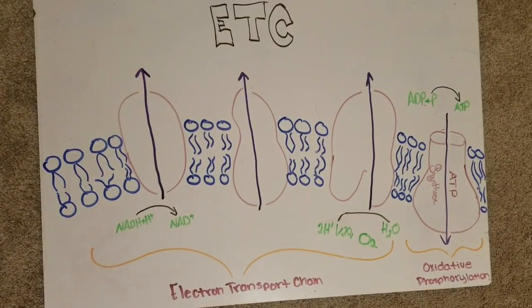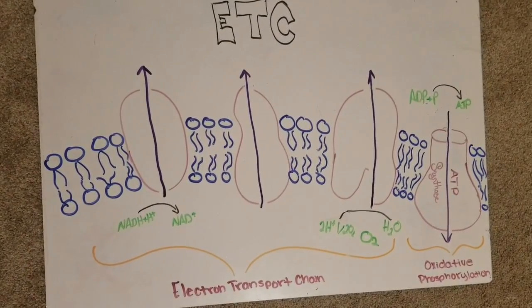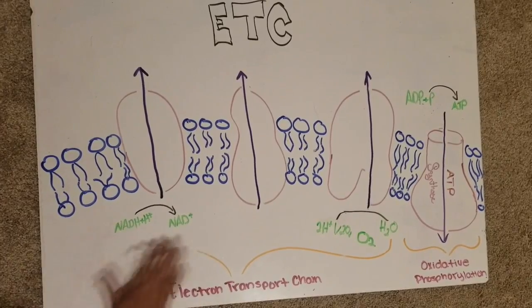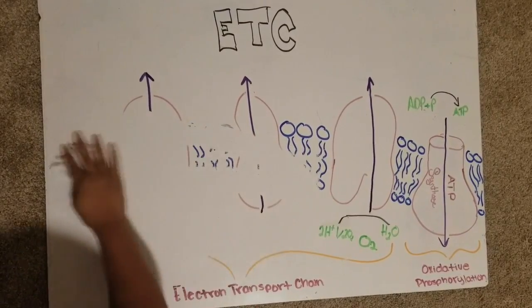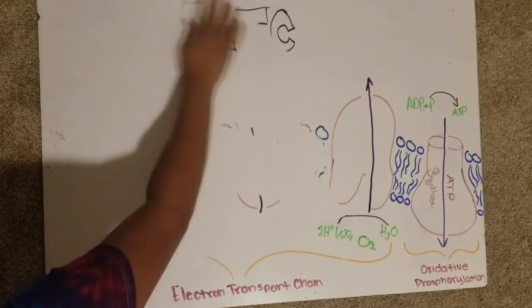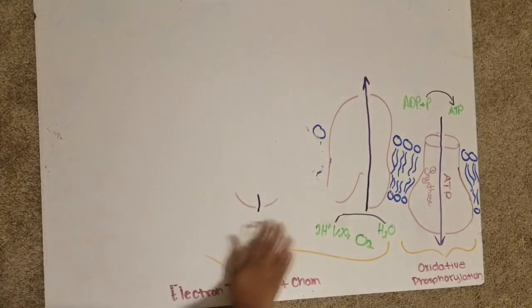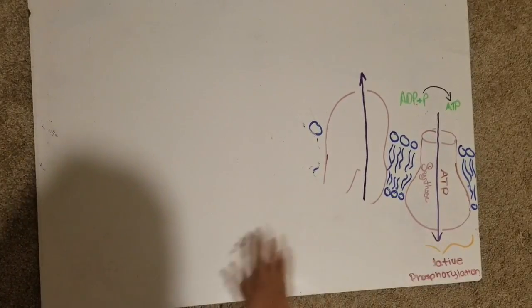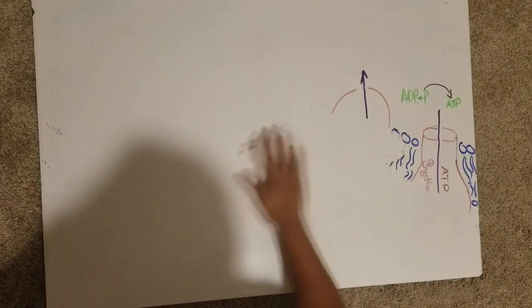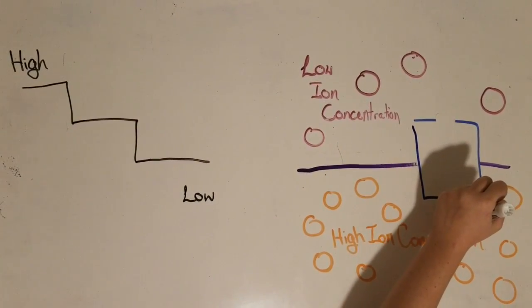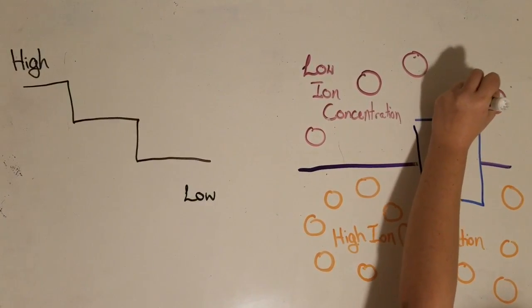Step 1. NADH and FADH2 transfer their electrons to molecules near the beginning of the ETC. Step 2. Electrons are passed down the chain from highest to lowest energy. Step 3. At the end of the ETC, electrons are transferred to oxygen and pick up a hydrogen ion, which makes water. Step 4. As hydrogen ions flow down the gradient, ATP synthase harnesses the flow of protons to synthesize ATP.